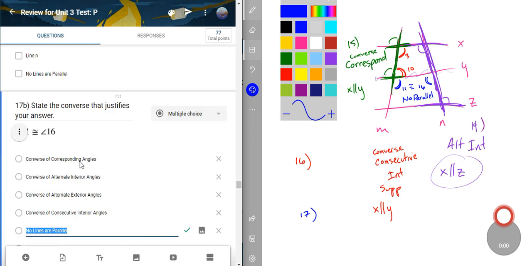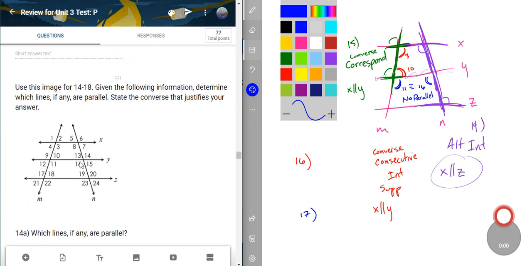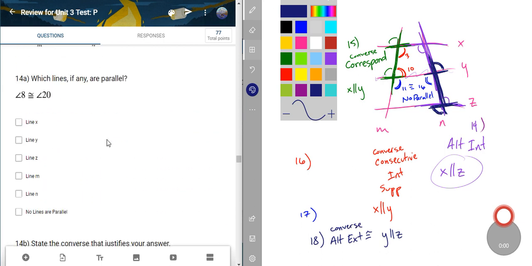18A, which lines? We got 14 and 23. 14 and 23, last one. 14 is over here. 23 is over here. Here's my transversal. So here's my potentially parallel ones. If I have alternate exteriors, so 18 alternate exterior, if they are congruent, then the lines must be parallel by the converse statement of alternate exteriors. So, all right. Hopefully, again, that's just working through some vocab.